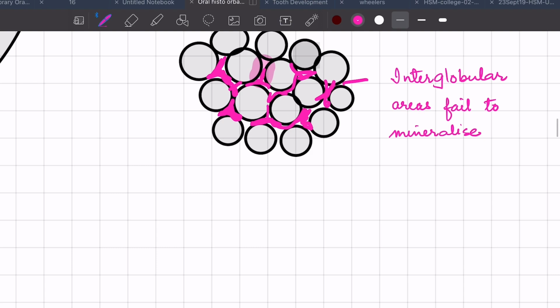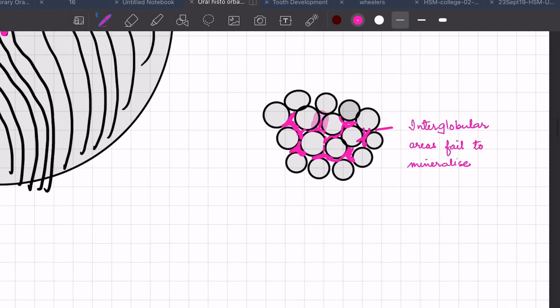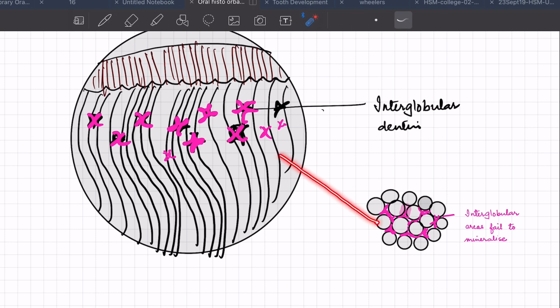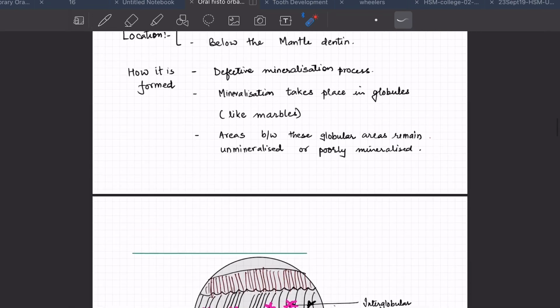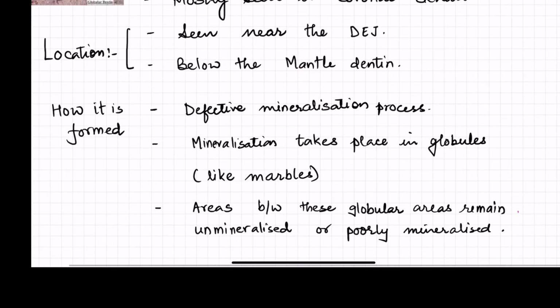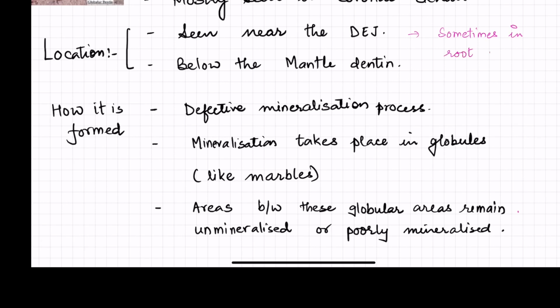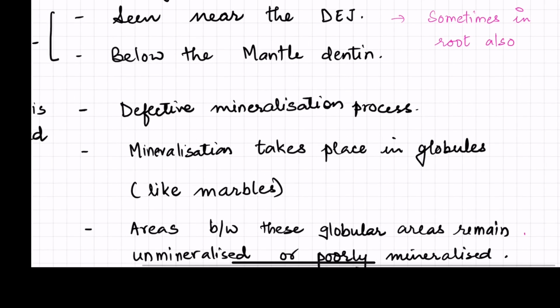The shape of these interglobular areas, if you see, perfectly matches the shape of the interglobular dentine. So this is the interglobular dentine, situated beneath the mantle dentine near the dentino-enamel junction. Overall we have seen its location near the DEJ below the mantle dentine, but sometimes in 5 to 10% of cases it may be seen in the root also. So it is not completely in the crown, sometimes it is seen in the root also.